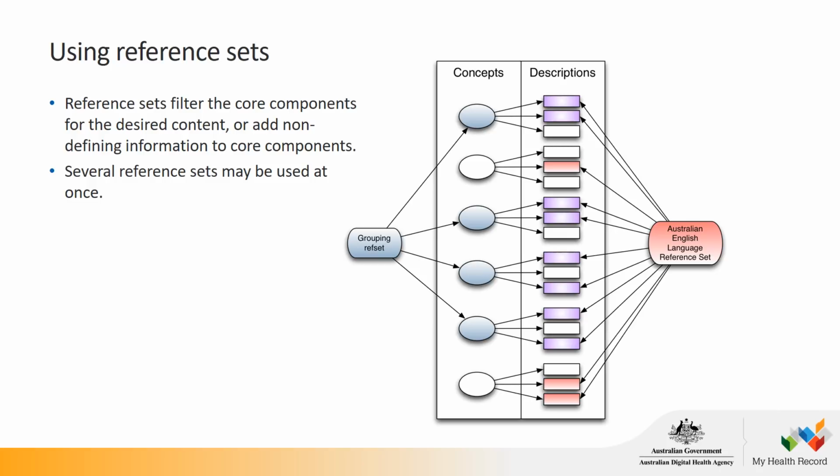Reference sets filter the core components for the desired content. So one way is to think of them as an index that helps you find content in the core components. The other way to think about them is that they add non-defining information to core concepts. Several reference sets may be used at once, and you can use combinations of reference sets to get the data you need. For example, you can start with a grouping reference set such as a clinical finding reference set, which gives you the concepts you need, the grey circles, and then join the descriptions table to get the human readable terms. However, you need to overlay the Australian English Language Reference Set on the descriptions to get the preferred terms, which are the purple rectangles.